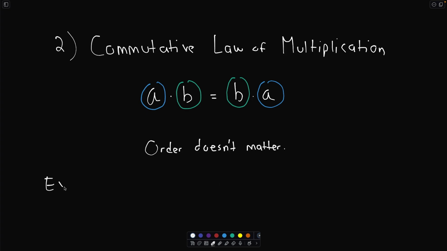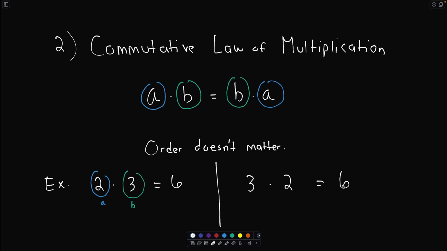Here's an example. How about 2 times 3? That equals 6. Where 2 is A, 3 is B. But remember, the law says the order doesn't matter, so I could rewrite this as 3 times 2, which is equal to 6, where B comes first, and A will come second on this side. Both give us the same answer.